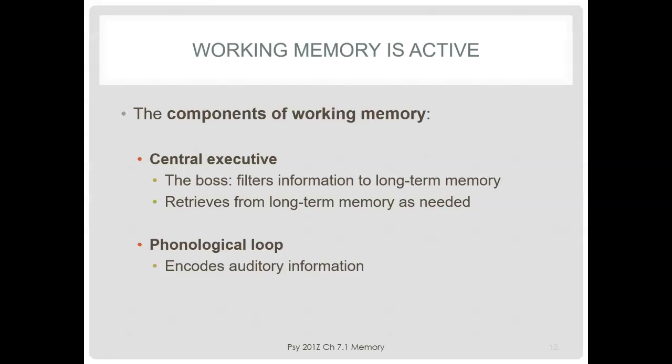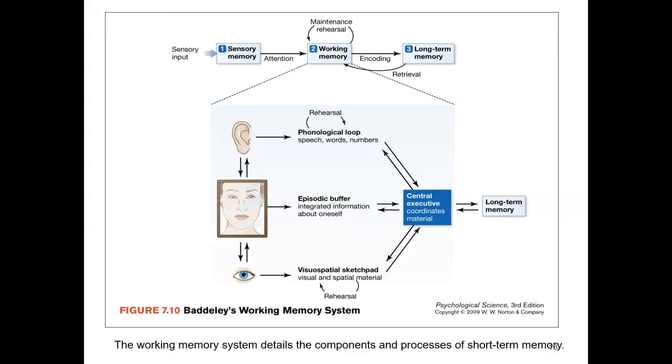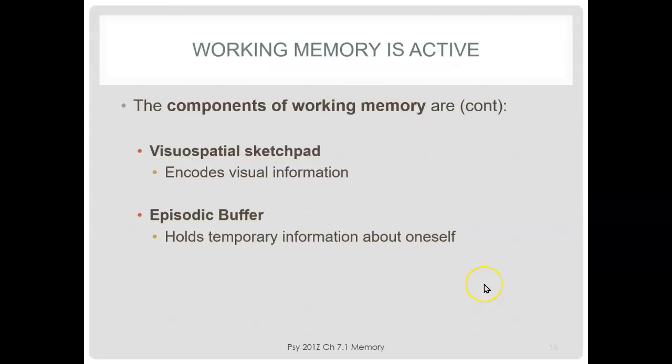There's the phonological loop, which encodes auditory information. So here we have sensory memory, working memory, and long-term memory. The phonological loop, it's auditory information. Right here is the central executive, which coordinates all of it. We have the visuospatial sketchpad, which encodes visual information, and the episodic buffer, which holds temporary information about one's self.